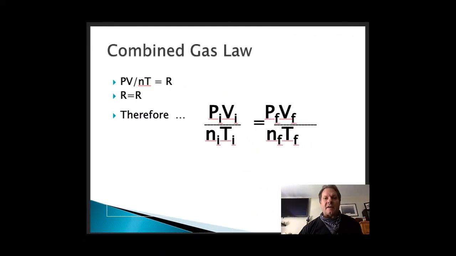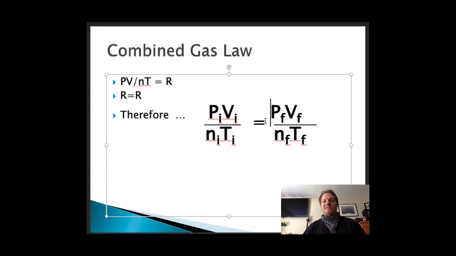The second law we want to talk about is called the combined gas law. Now, we established that pressure times volume divided by the number of moles times temperature is a constant, R. Well, R has to equal R. Therefore, P times V over N times T in the initial condition has to equal P times V divided by N times T in the final condition. Why? Because they have to equal each other because they are both R.